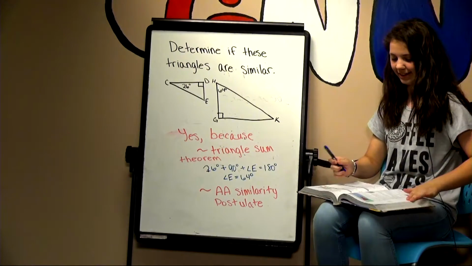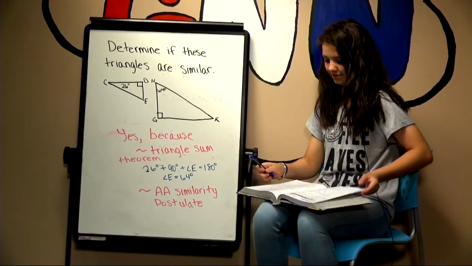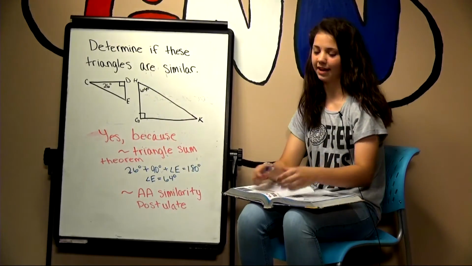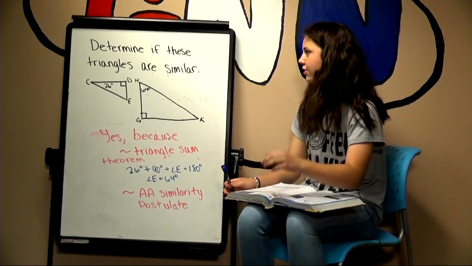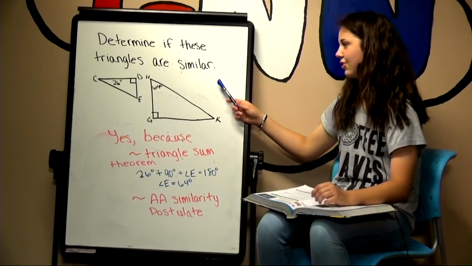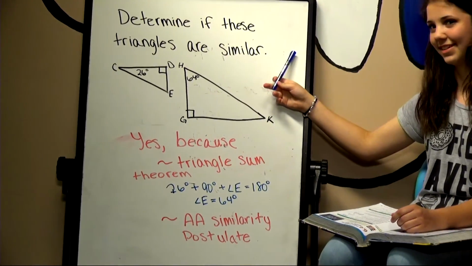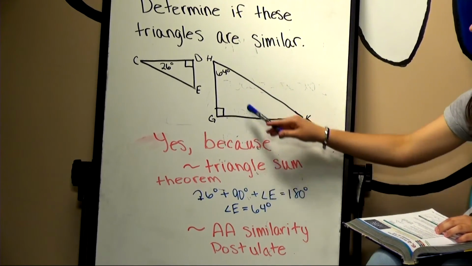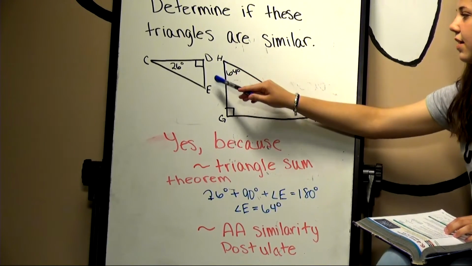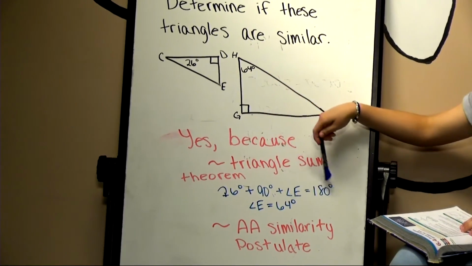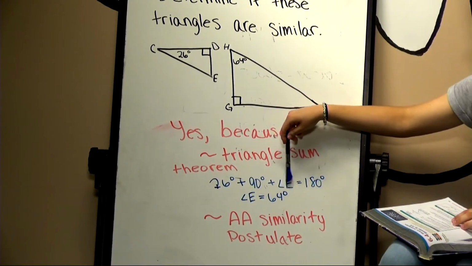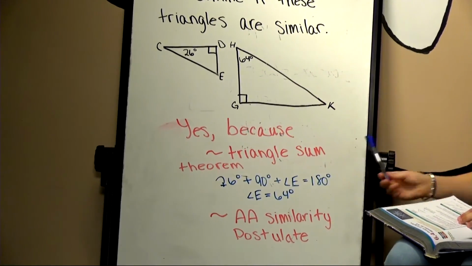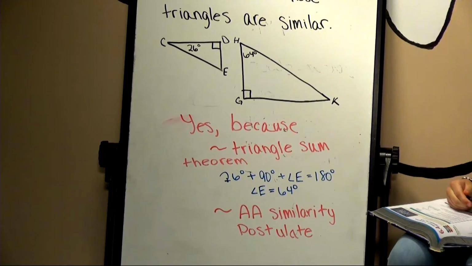Section 4 is about proving triangles are similar by using the AA similarity postulate. So we're going to determine if these triangles are similar using the angle-angle postulate. And they are because of the triangle sum theorem, so you would do 26 plus 90 plus E equals 180. And then you would subtract, and E would equal 64. So then the triangles are similar because of the AA similarity postulate.